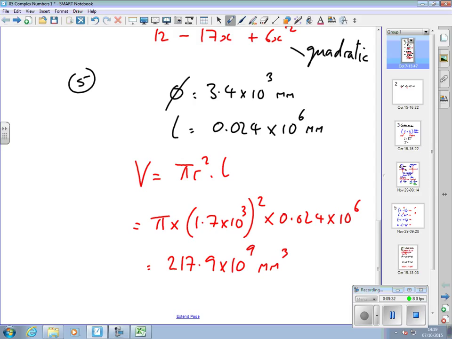One comment to make on that, Paul. What am I to do with that final answer? I might round that a bit further because I've only got 2 significant figures here and 2 here, so 2 in the answer. So I'd probably call it 220 times 10 to the 9 cubic millimeters to 2 significant figures.